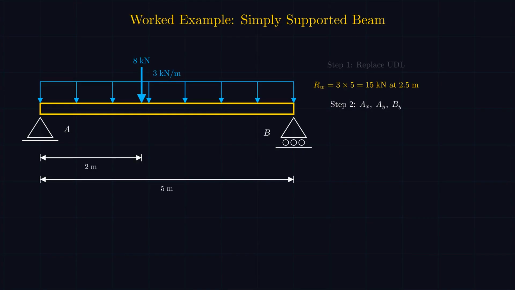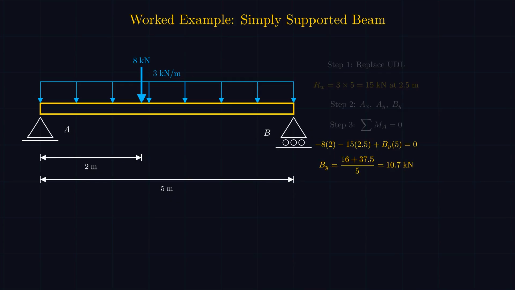Step 2. Identify the unknowns. The pin gives A sub x and A sub y. The roller gives B sub y. 3 unknowns, 3 equations. Step 3. Take moments about A. This eliminates both A sub x and A sub y in one equation. The 8 kilonewton load at 2 meters and the 15 kilonewton resultant at 2.5 meters both cause clockwise moments. B sub y at 5 meters acts counterclockwise.